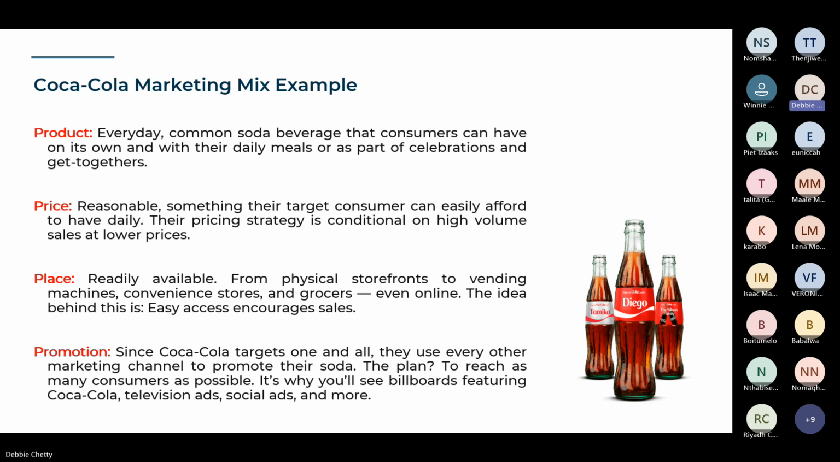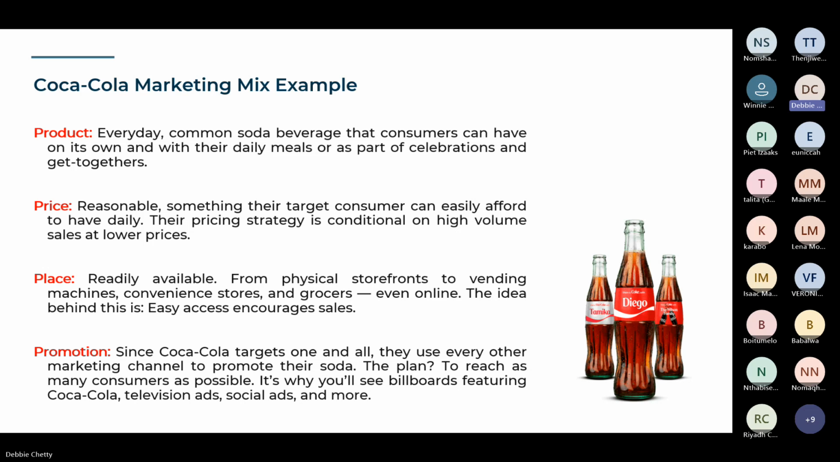So if they say do it on the 4Ps, as you can see here with Coca-Cola, when they're describing the product, of course, it's a soda beverage. That's what they're offering, that consumers can have on their own, with their daily meals, or as part of celebrations and get-togethers, okay? With price, you see it's reasonable, something their target consumer can easily afford to have daily. Their pricing strategy is conditional on high volume sales at lower prices.